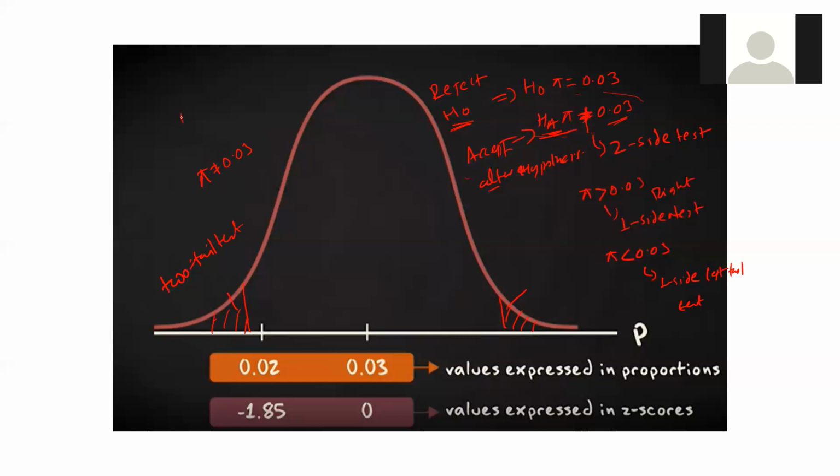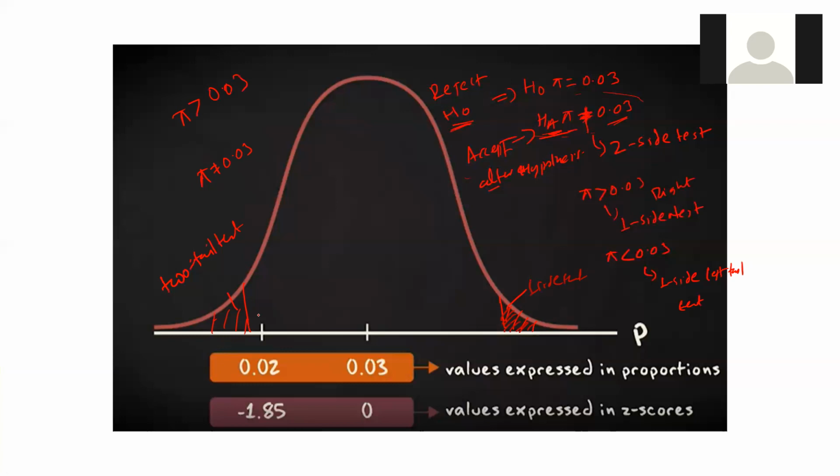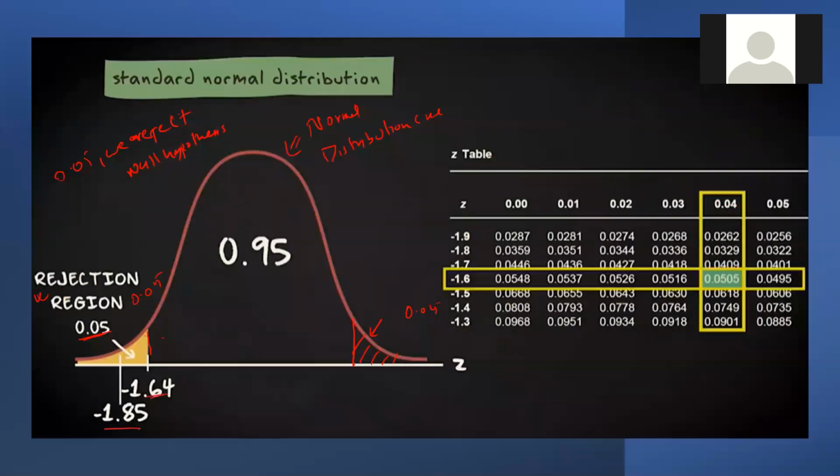If you are testing greater than, pi is greater than 0.03, that means you're testing only the greater part here, this part, right? So this would be a one-sided test. Less than means only one part you are testing. That is why it is called a one-sided or two-sided test. We will do more examples here.